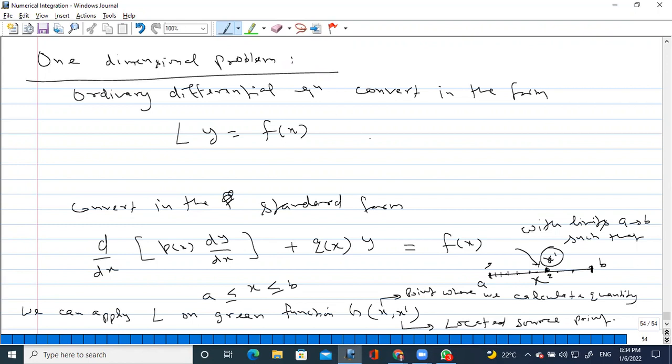So this L is actually the complete differential operator. This is the differential factor, or differential operator. So we can apply the differential operator on green function also. And once we apply the differential operator on green function, that will become the Dirac delta function. You note down it first.